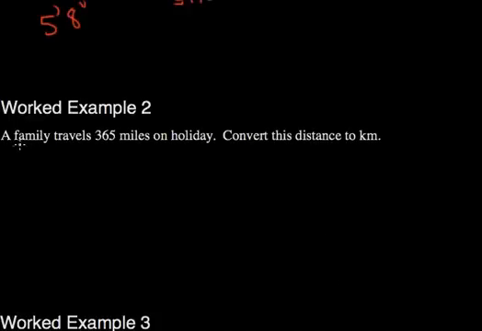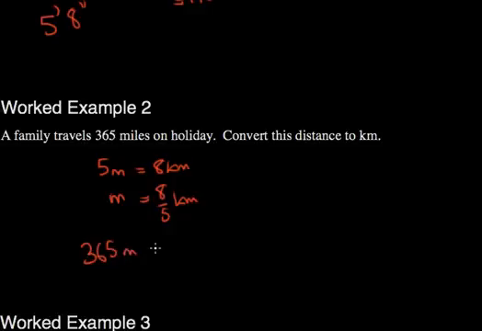For example 2, a family travels 365 miles. To convert this into kilometres, we have to remember that 5 miles is equal to 8 kilometres. If we wanted to work out 1 mile then, we divide both sides by 5, 8/5 of a kilometre. And now to make this 365 miles, multiply both sides by 365 miles. This should be mi actually, because m on its own is usually meters. So miles, multiply both sides by 365, and this should be 584 kilometers.